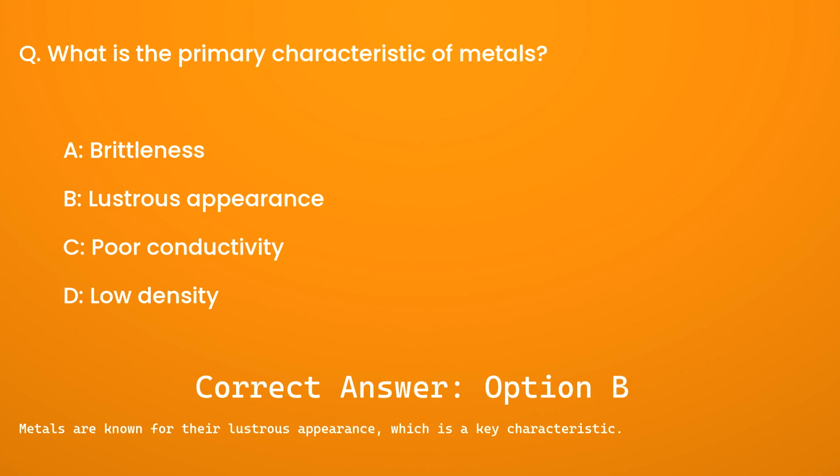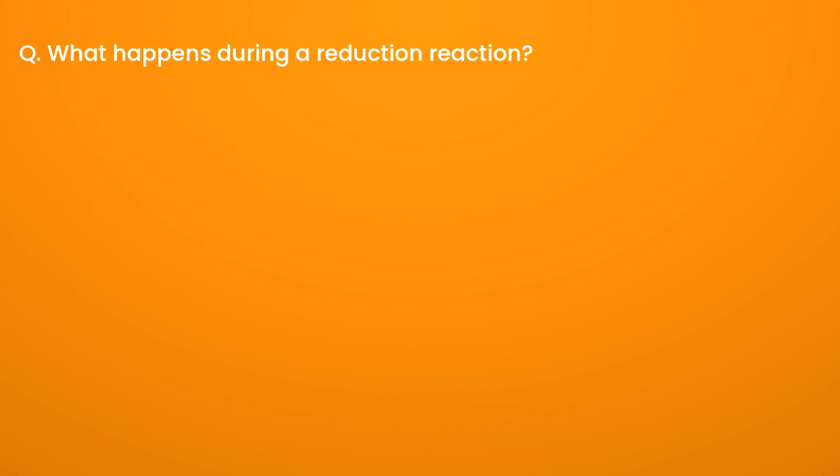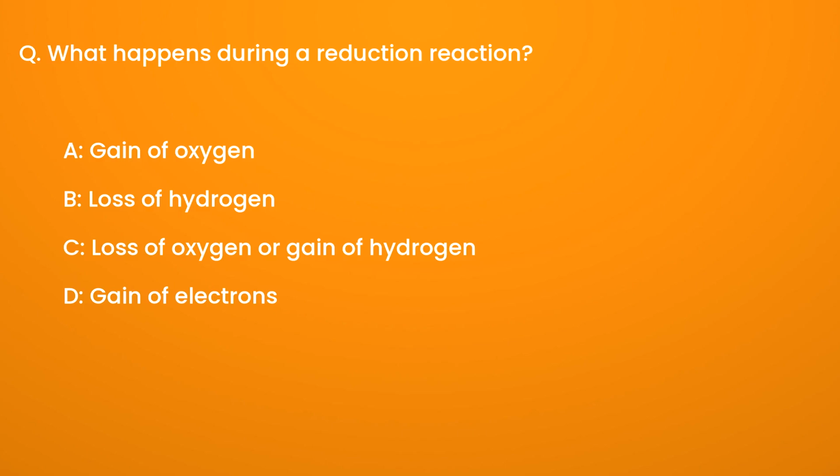Question: what happens during a reduction reaction? Option A, gain of oxygen. Option B, loss of hydrogen. Option C, loss of oxygen or gain of hydrogen. Option D, gain of electrons. You have 5 seconds to answer the question.